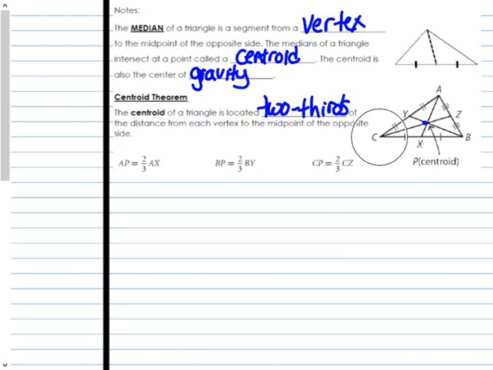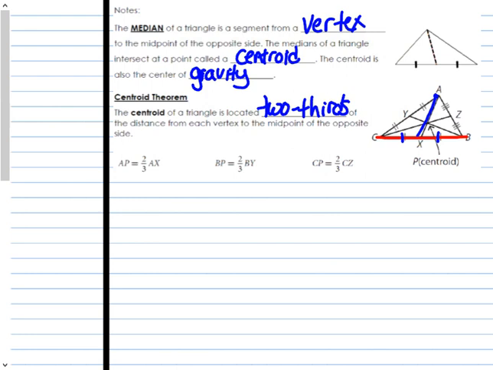So if you notice, we're going to look at A. So from A, a median is drawn to BC, okay? And that median divided BC up into 2 pieces, here and here. So XC is equal to XB. The median, AX, divided BC into 2 equal pieces.